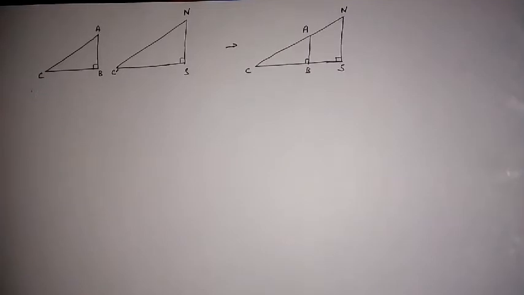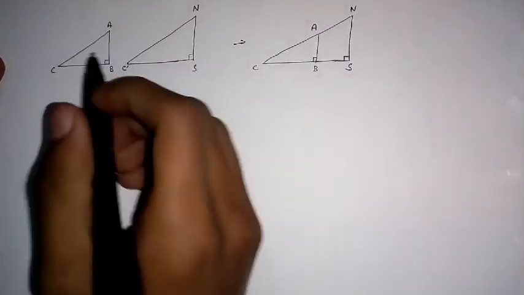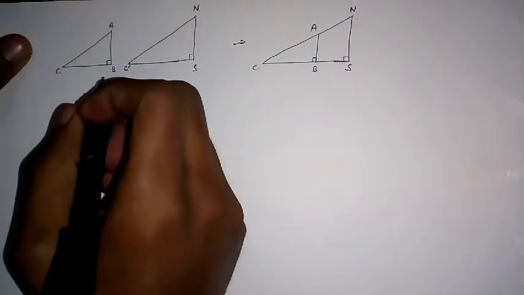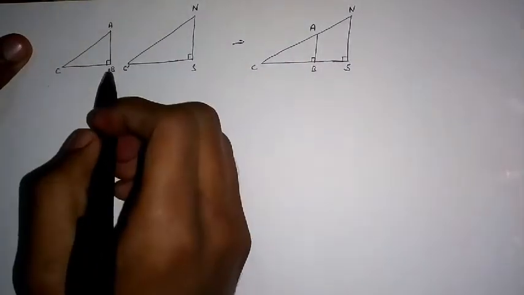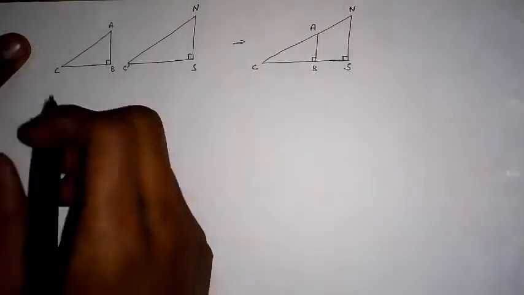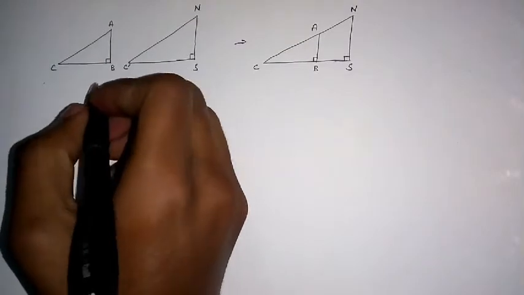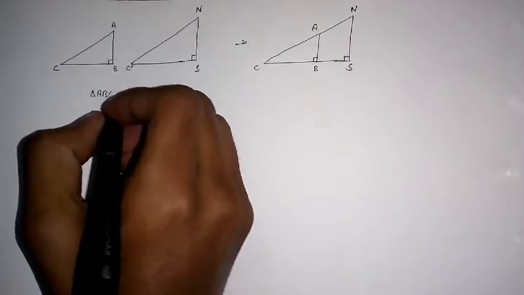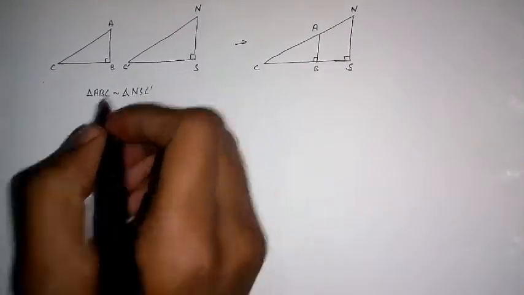Now let's take two triangles, triangle ABC and triangle A'B'C', and you're given that AB is parallel to A'B' and BC and B'C' are parallel to each other. Most importantly, you're given that triangle ABC is similar to triangle A'B'C'.